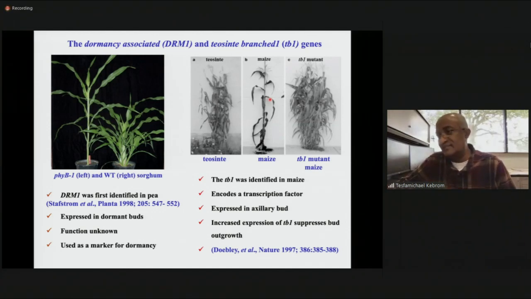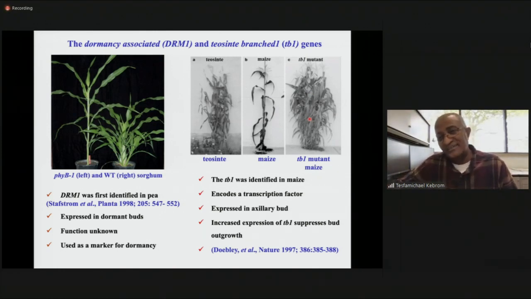Because of that, the buds in maize don't grow. So maize doesn't develop branches. While if the TB1 in maize is mutated, now a loss of function mutation, then the maize plant looks like teosinte. So this is a maize plant with a mutated version of the TB1 gene.